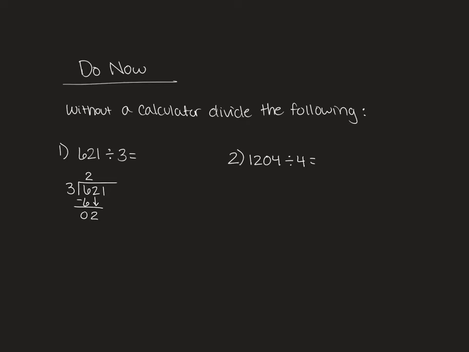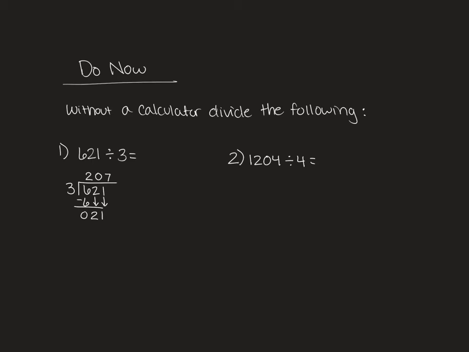How many times does 3 go into 2? Well, none. Okay, so you put a 0. And you bring down the third digit. Well, how many times does 3 go into 21? 7 times. So your answer is 207.